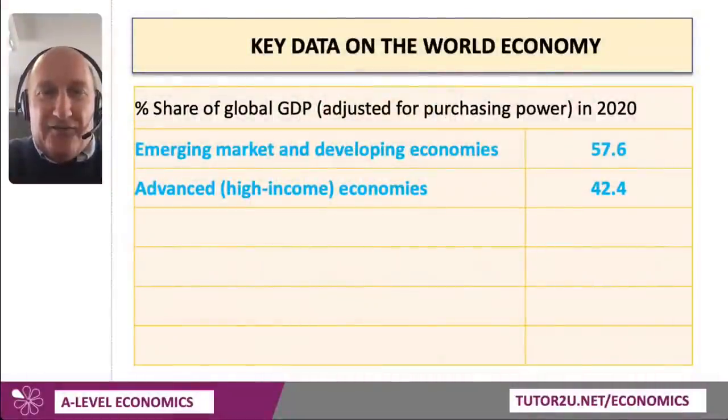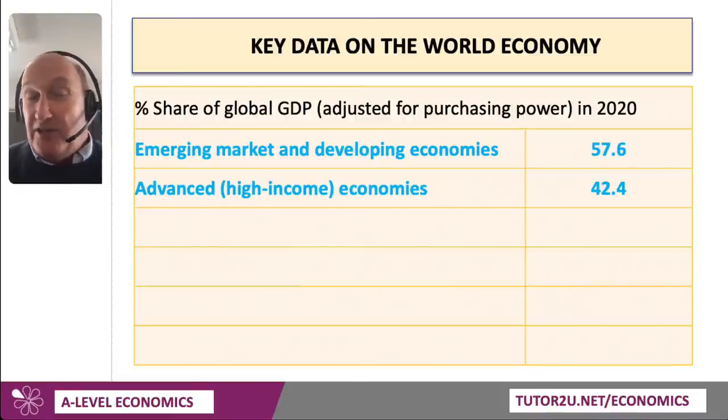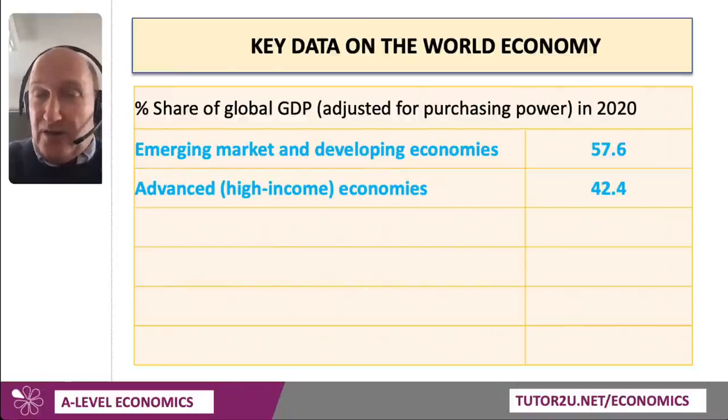Let's start by looking at the world economy and globalization. I want to give you a couple of absolutely key statistics to kick us off. The first is just to get a feel for where the world economy is at the moment. It takes world GDP, adjusted for purchasing power parity, which is quite important, and then asks where the balance of power in the world economy is at the moment. If you add those two numbers together, they add up to 100%, do the maths.